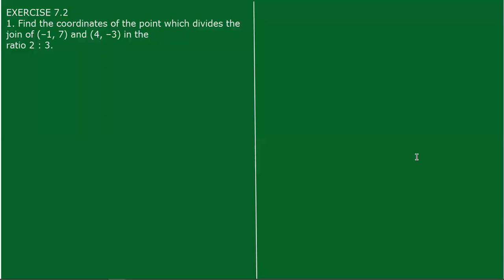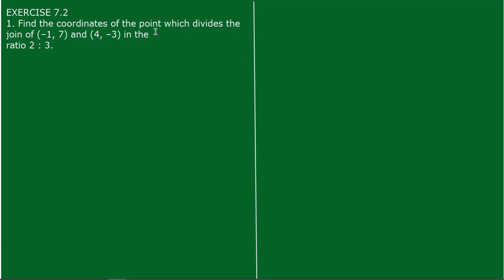Hi students, now we're going to discuss exercise 7.2 from coordinate geometry. So the first problem is: find the coordinates of the point which divides the join of (-1, 7) and (4, -3) in the given ratio. So here we have to apply the section formula.